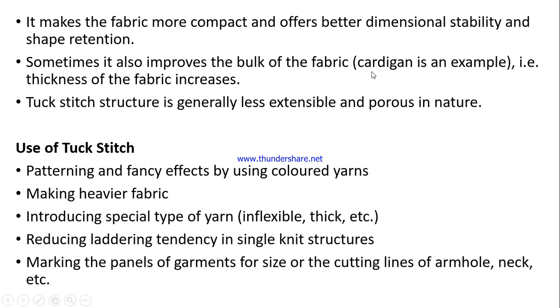For example, cardigan is one of the knitted structures which is generally treated as a bulky knitted structure, which has a higher thickness. The tuck stitch structure is generally less extensible and porous in nature. So it has a higher porosity because the held loop, which is elongated, will produce holes or pores in the structure, which gives much porosity, but the structure will be less extensible.